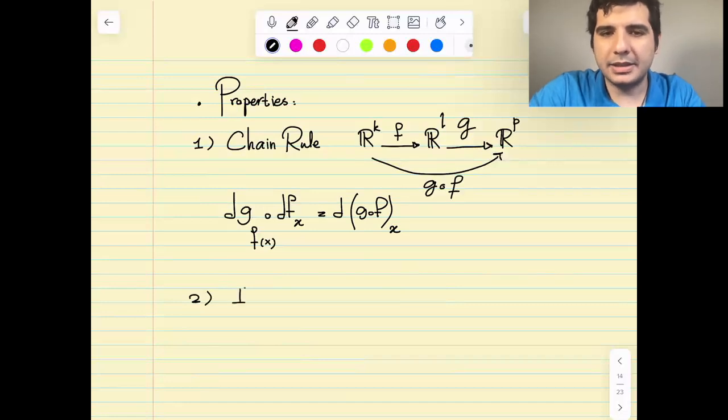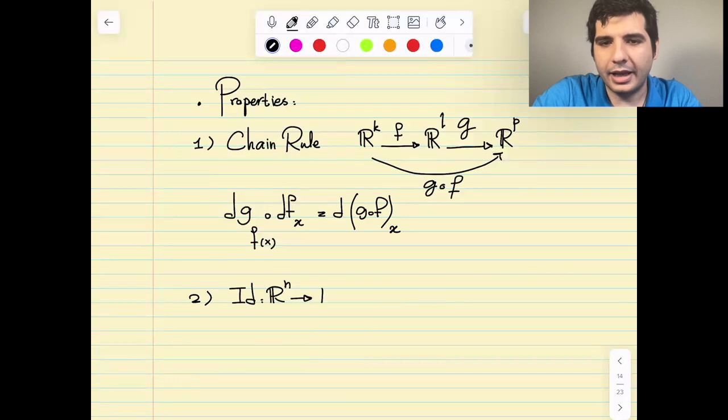The second property is that if we think about the identity map on R^n, the derivative of this map at any point is equal to itself. Right, it's a linear map.